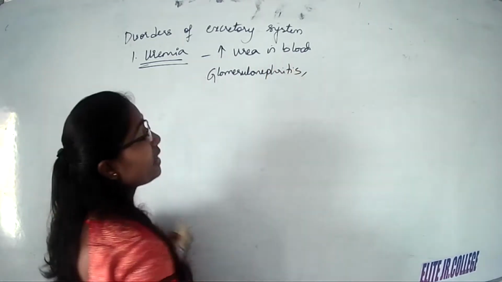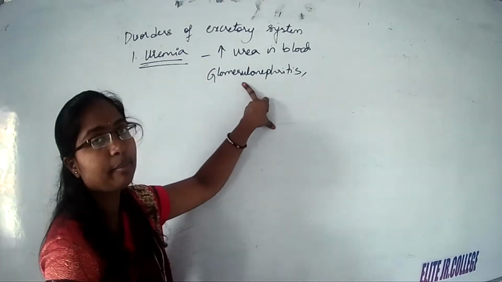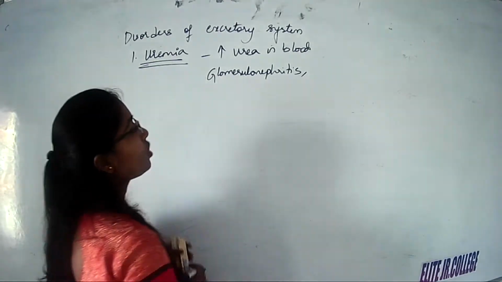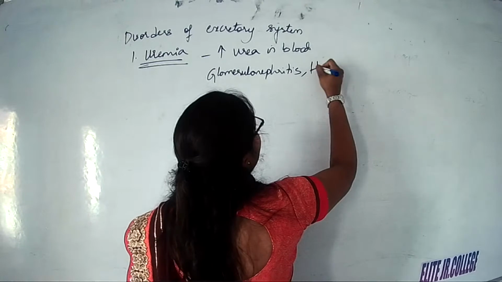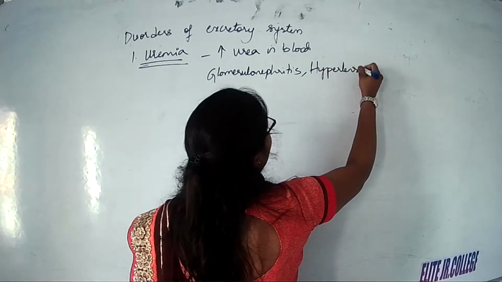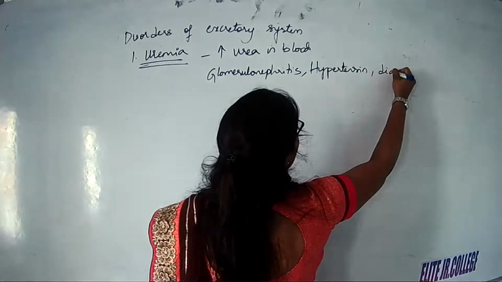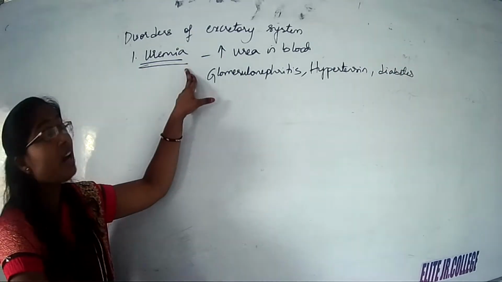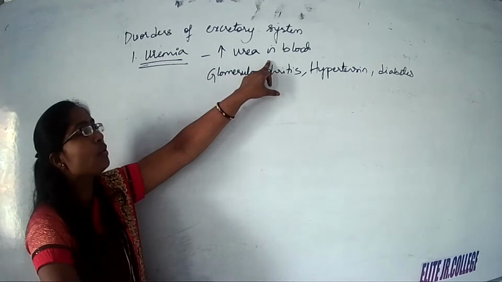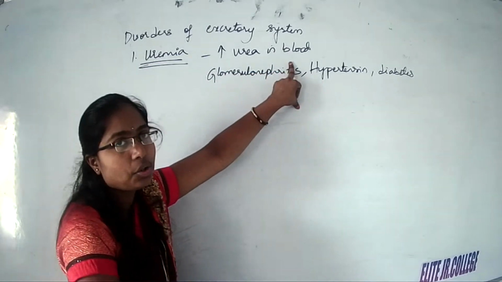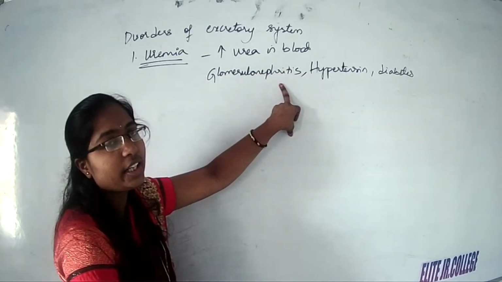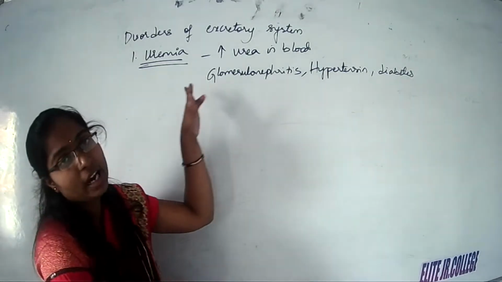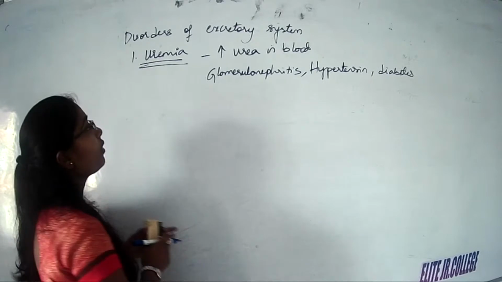glomerulonephritis, which is nothing but inflammation of the glomerulus. Or it could be due to hypertension. Or it may be due to diabetes. Uremia is nothing but increased amounts of urea in the blood which is caused due to glomerulonephritis or hypertension or diabetes. These are the reasons behind uremia.